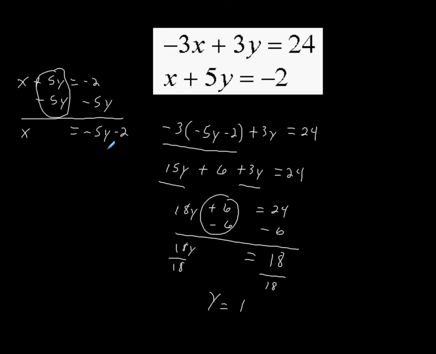Y is 1, so plug it into the other equation. X is equal to negative 5 in parentheses. Put the value of y in place of y. So negative 5 times 1 is negative 5 minus 2, that is negative 7, is equal to x. So then I have negative 7 comma 1, and that is my intersection point of this system. That concludes our discussion over system of equations using the substitution method to solve.